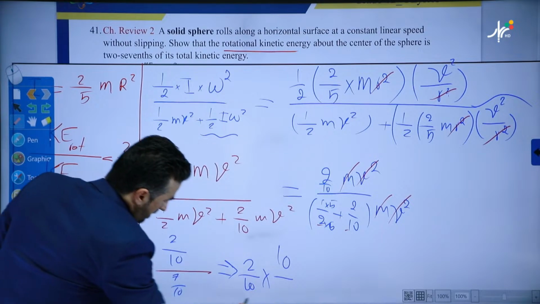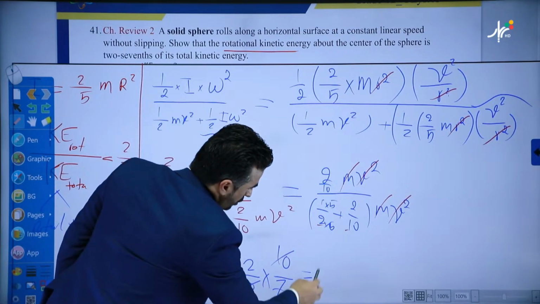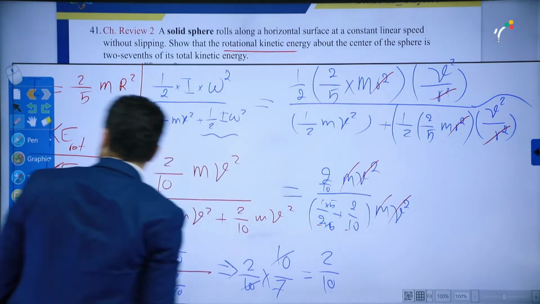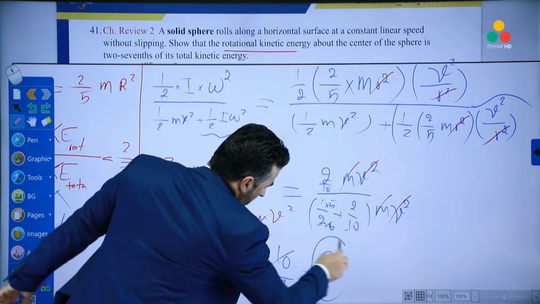So in this case, it becomes 10 over 7. So the 10 and 10 cancel out. So what are we left with? 2 over 7, yeah? 2 over 7. And this is the correct answer here.